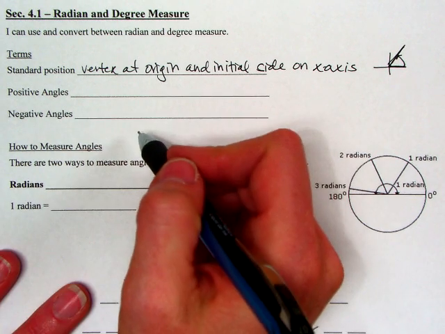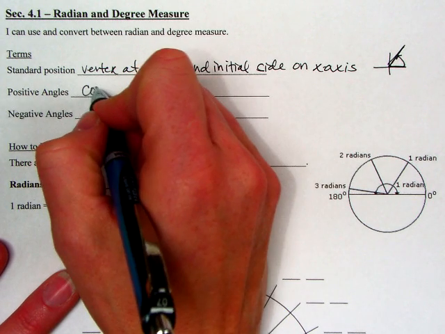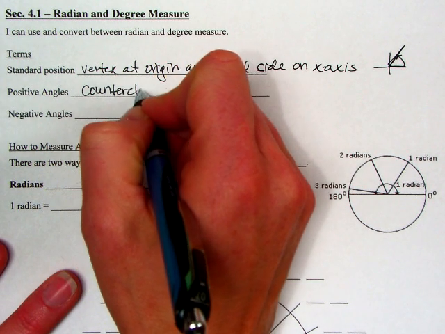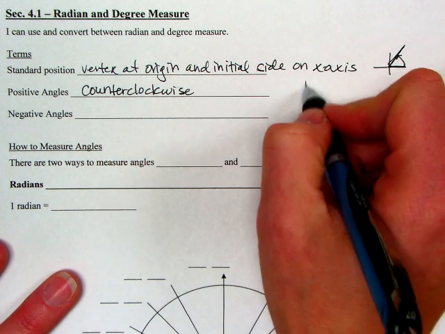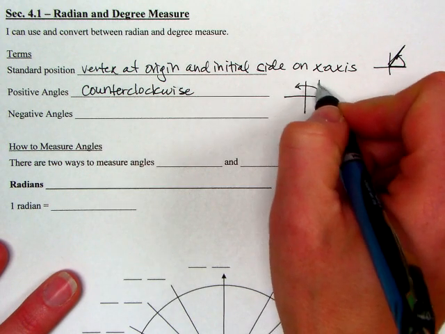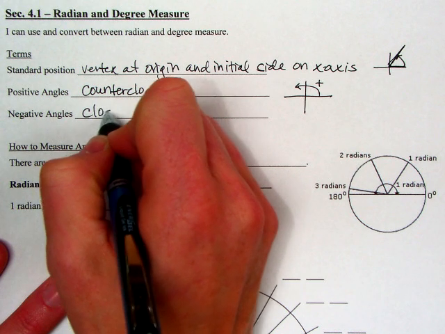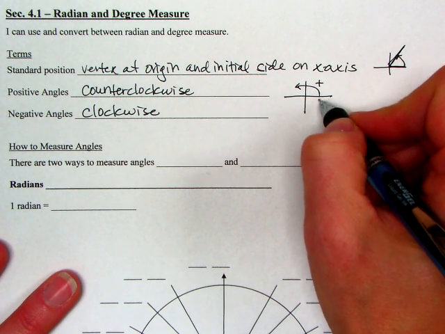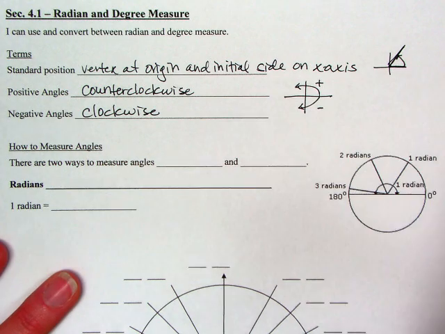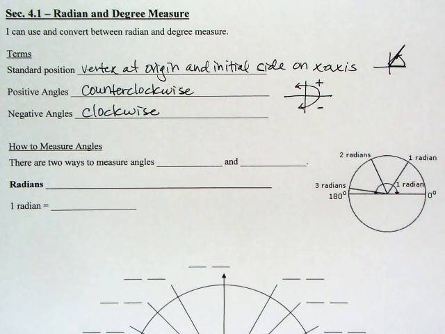Positive angles are measured counterclockwise. This is again what you are used to, starting at the x-axis and going around. So this is positive. Clockwise is how you measure a negative angle. So you can measure 45 degrees up, you can also measure 45 degrees down, and it would be a negative 45 degrees because it's going in the clockwise direction.